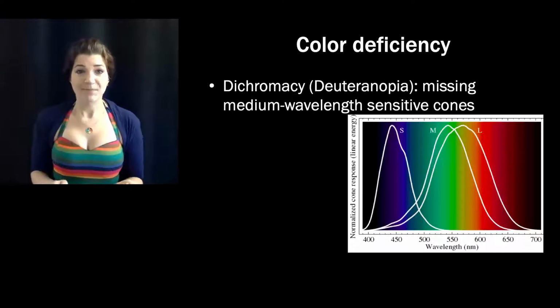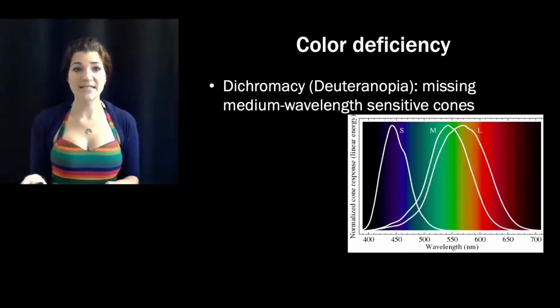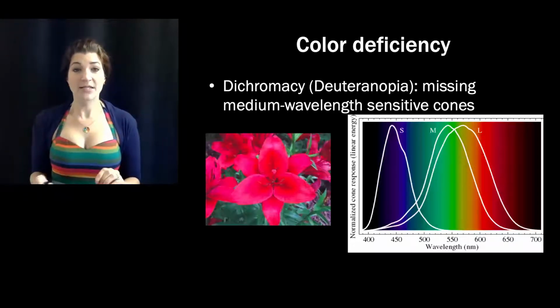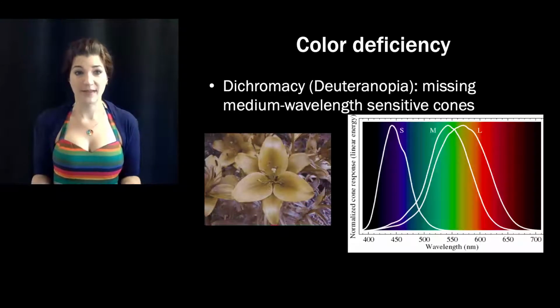So, for example, in one kind of dichromacy, deuteranopia, this is caused by missing the medium wavelength sensitive cones. Deuteranopia affects about 1% of males and 0.01% of females. And so someone with deuteranopia would see this image as looking more like this.